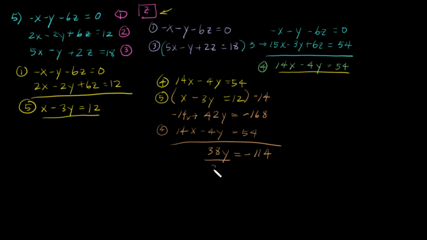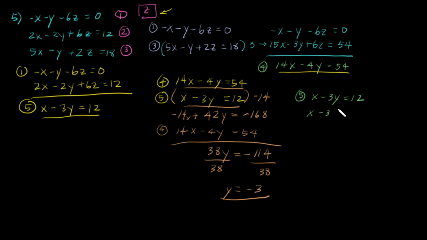We're going to divide both sides by 38. So we have y equaling negative 3. Okay. And then we're going to use this variable. We're going to put it into either one of these equations right here. Let's go ahead and put it into 5, which is x minus 3y equals 12. So that's x minus 3 times negative 3 equals 12. So x plus 9 equals 12. Subtract both sides by 9.